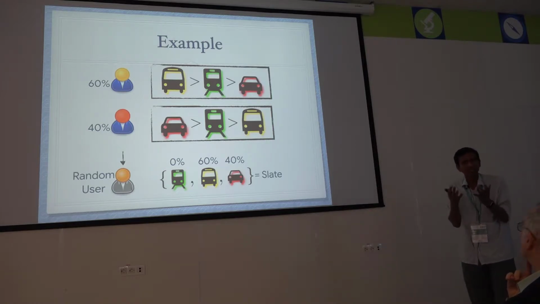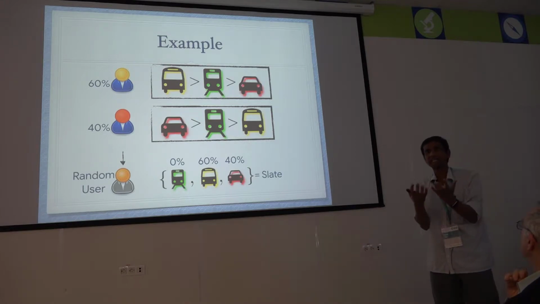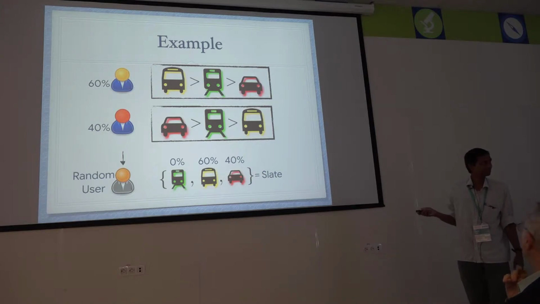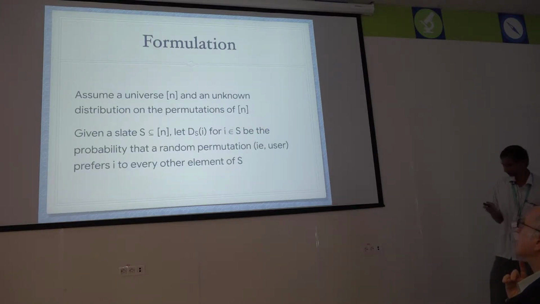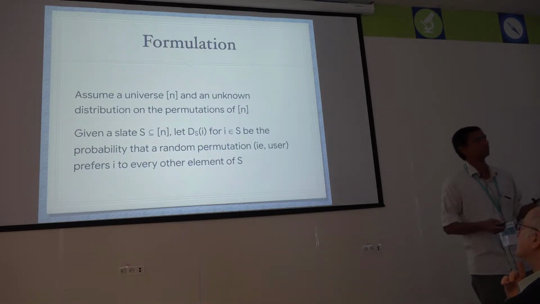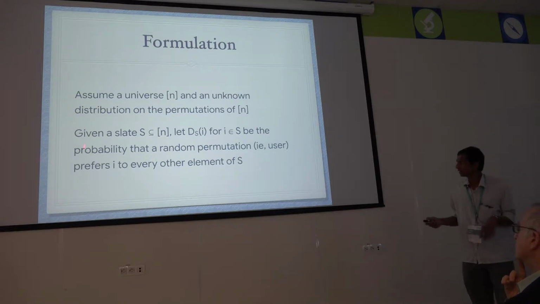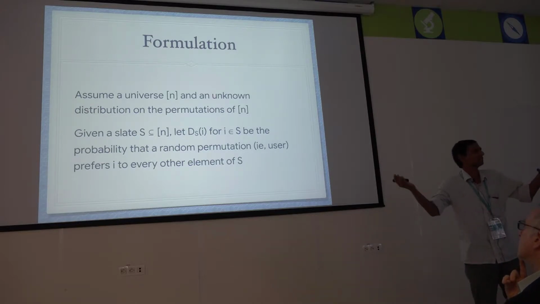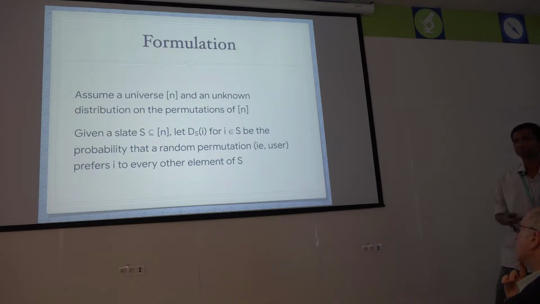So the question is, how do you learn these probabilities for any given slate? That's the whole question behind this discrete choice. Is the setup clear? Okay. So you're given a universe n, and you're given an unknown distribution on the permutations on the elements of the universe. And now given any slate, any subset, let D_S(i) for i in the subset be the probability that a random permutation, a random permutation according to this distribution, picks i, makes i the top choice in the subset. Okay. So that's a formulation of the random utility model.